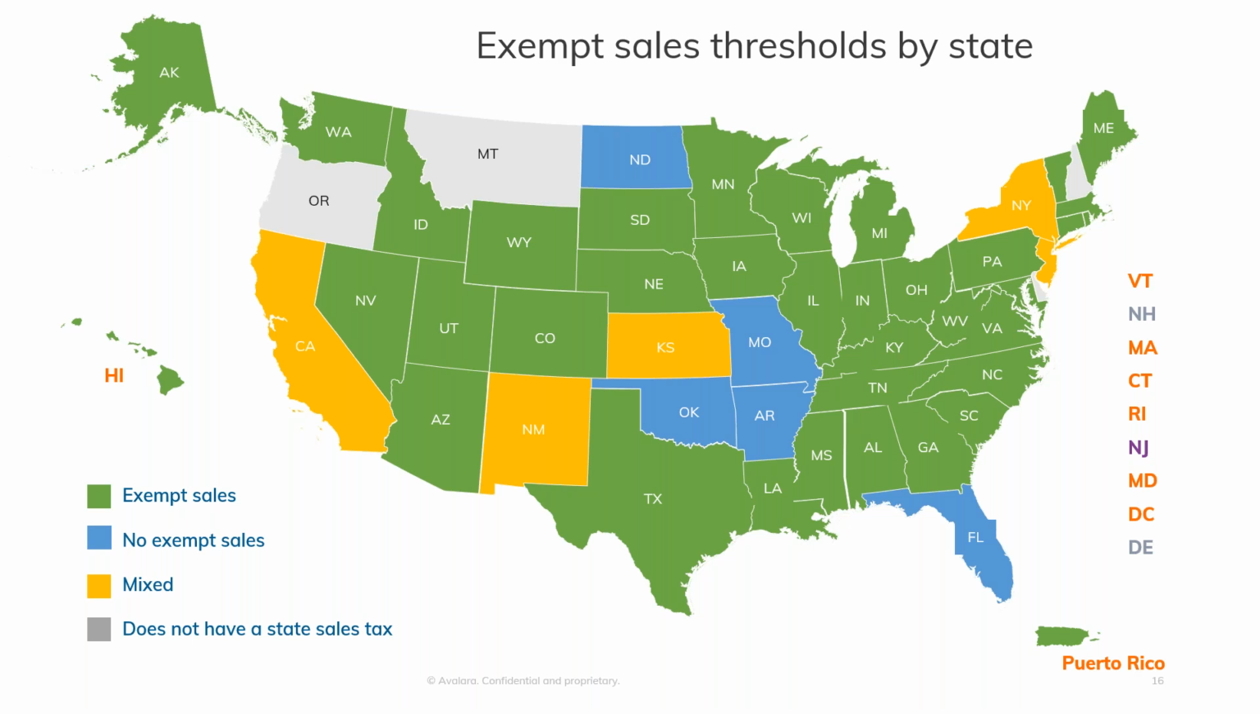Even California, exempt sales are included. It's exempt services that are not included in the threshold. Similar with New Mexico, exempt sales and exempt services are not included in the threshold. So that's why it's mixed there. New York, exempt sales are included in the threshold, but exempt services are excluded. So both New York and California include exempt sales. They just don't include exempt services.